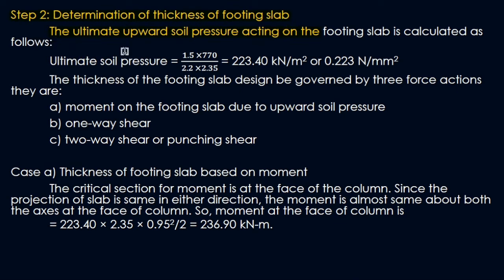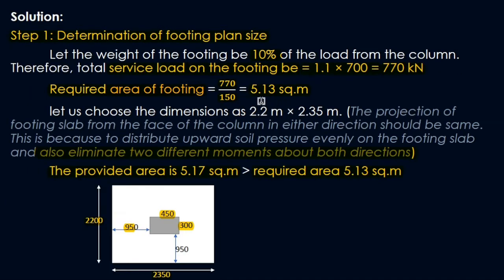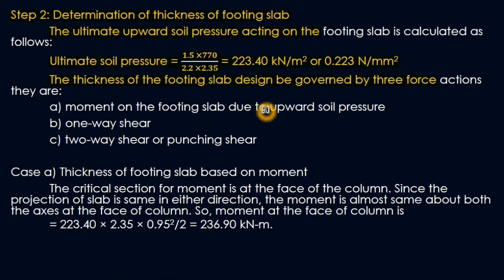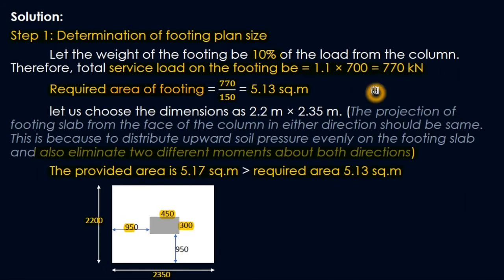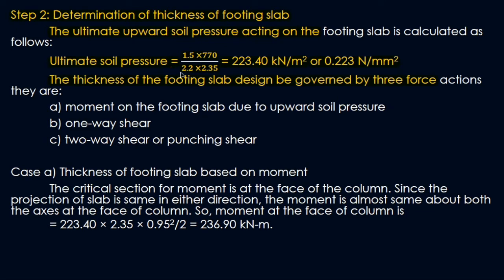It's very important. The ultimate upward soil pressure acting on the footing should be calculated. This is the formula: the factor of safety 1.5 into 770 divided by its dimensions 2.2 into 2.35, which gives 223.40 kilonewton per meter square, or if you convert this into mm square, you get 0.223 newton per mm square.